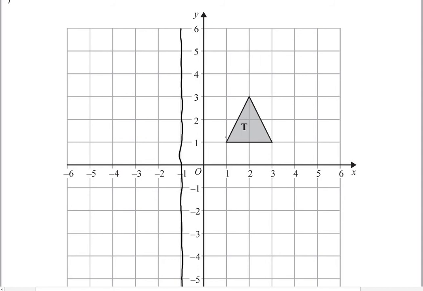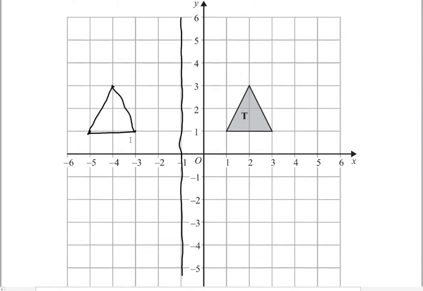Right. So this point is 2 away. This point is 1, 2, 3, 4, 5 away. This point is 1, 2, 3 away from the line. Again, use your ruler to connect it up, but you get the general idea. So that's shape, what do they call it? Shape R.